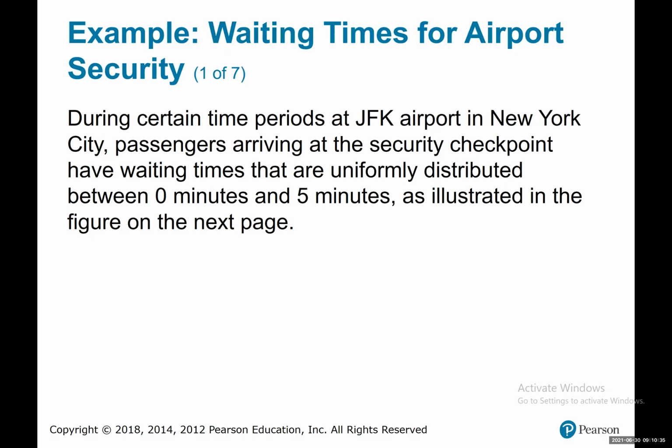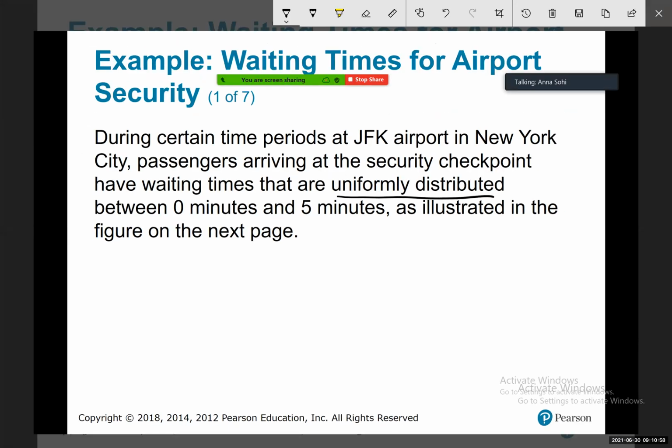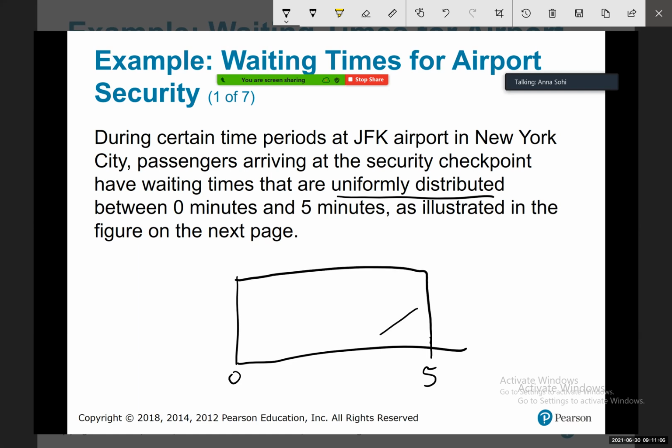Let's just look at this question. During a certain time period at JFK Airport in New York City, passengers arriving at the security checkpoints have waiting times that are uniformly distributed between 0 to 5 minutes. When it says uniformly distributed, you know it's going to be in the form of a rectangle. Between 0 to 5 minutes is uniform, so that means it's a rectangle, as illustrated on the next page.